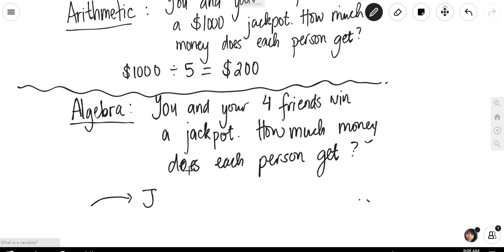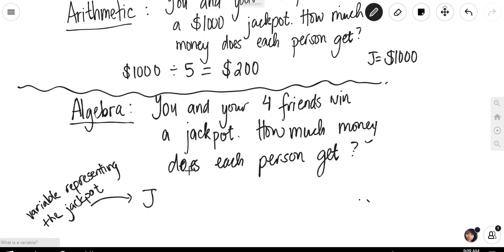So if the jackpot is $1,000, in the arithmetic problem, J was equal to 1,000. Now in this example I just gave you, we don't know what it is, so we're going to leave it as J. So J is a variable representing the jackpot.